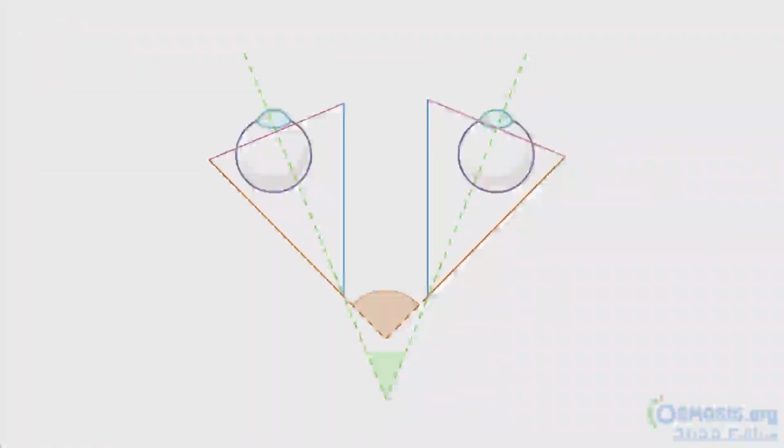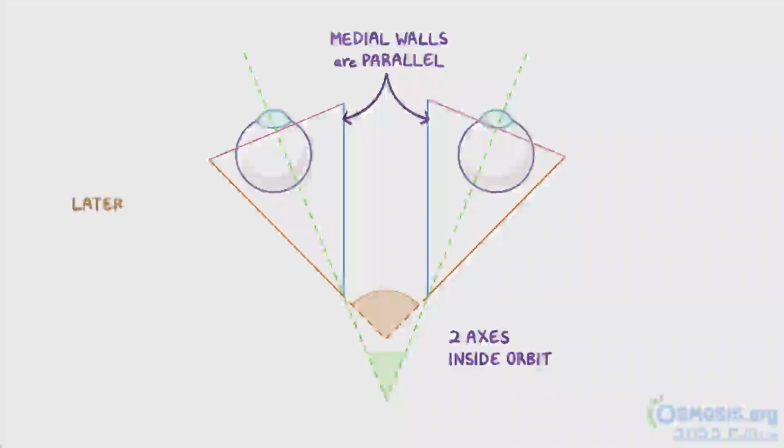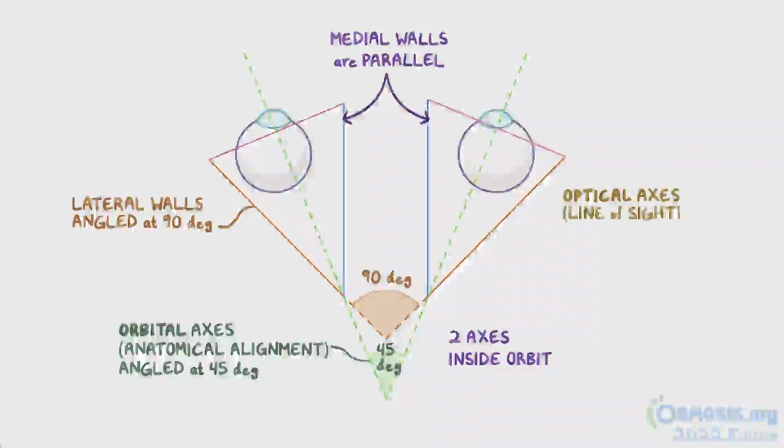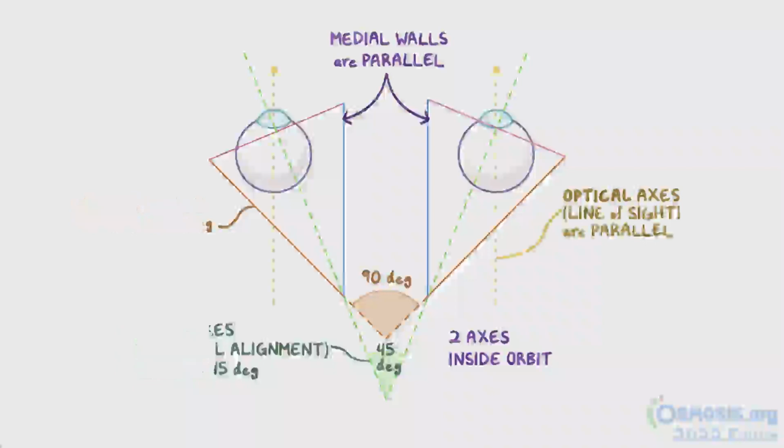Now, if we look at them from above, we can see there are 2 different axes inside the orbit, which gives us an idea of how the orbits are aligned. The medial walls of the orbits are parallel. However, the lateral walls of the orbits point laterally and are angled at 90 degrees compared to each other. Therefore, our orbital axes, which represent the anatomical alignment of the orbit, are actually angled anteriorly and laterally at a 45-degree angle to each other. This is compared to the optical axes, which is simply our line of sight or gaze, which are directly, completely straight, and are parallel to each other.